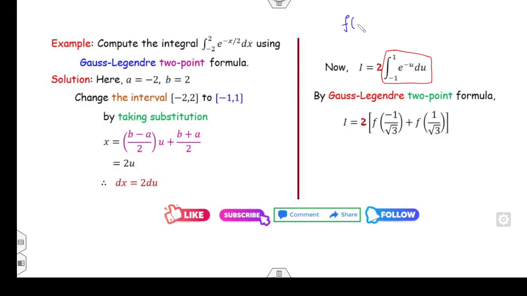So what is my f of x? In this case, because now the variable is u, you have to apply the Gauss quadrature formula on this part, so it will be e raised to minus u. Keep in mind, this is u, not f of x, because the limits are now from minus 1 to plus 1. So I can substitute the values. It will be e raised to power minus 1 by root 3 plus e raised to power plus 1 by root 3. Now you can solve this by calculator, or you can write root 3 as 1.732. So you will get the answer 4.6853, which is the right answer of the problem.